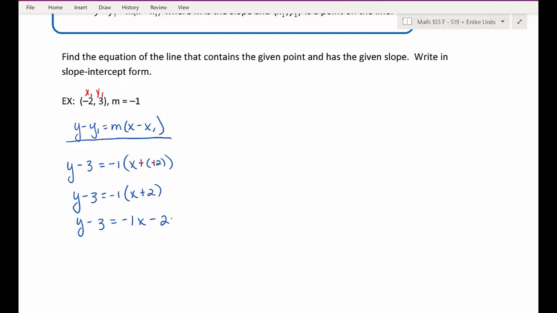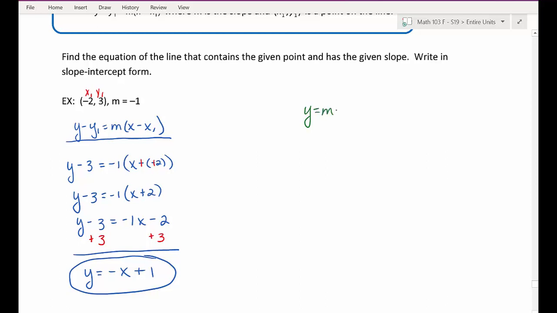And then the last thing we want to do is get it in slope-intercept form, so we need to isolate y. We'll add 3 to both sides. This gives us the equation y equals negative x plus 1. And that's the equation of the line that passes through the point negative 2, 3, having a slope of negative 1. Let's do the problem again, but this time we're going to use y equals mx plus b to write the equation.